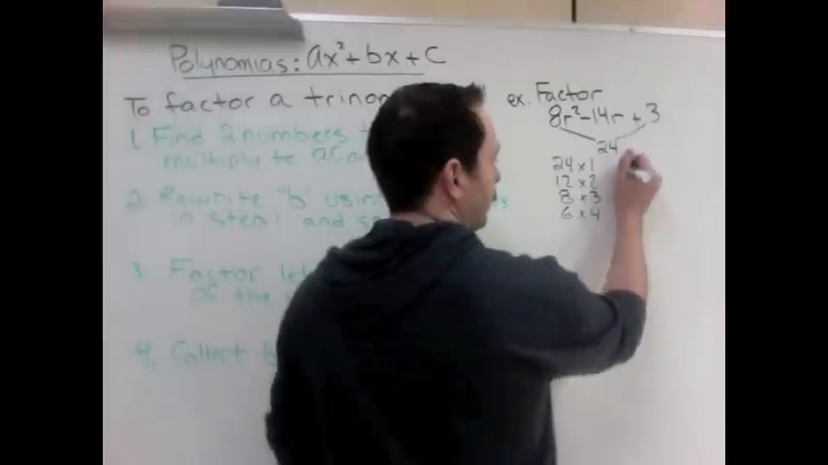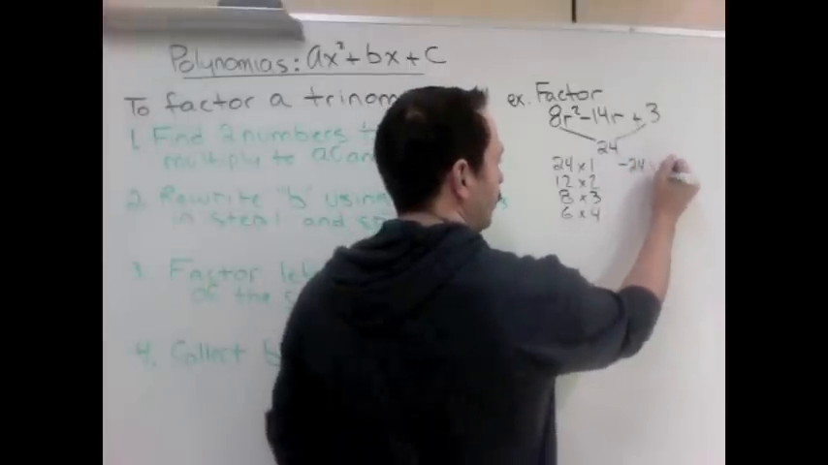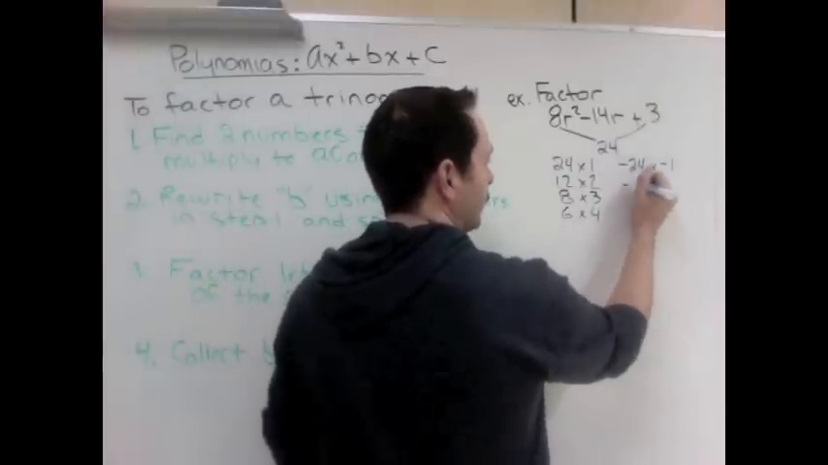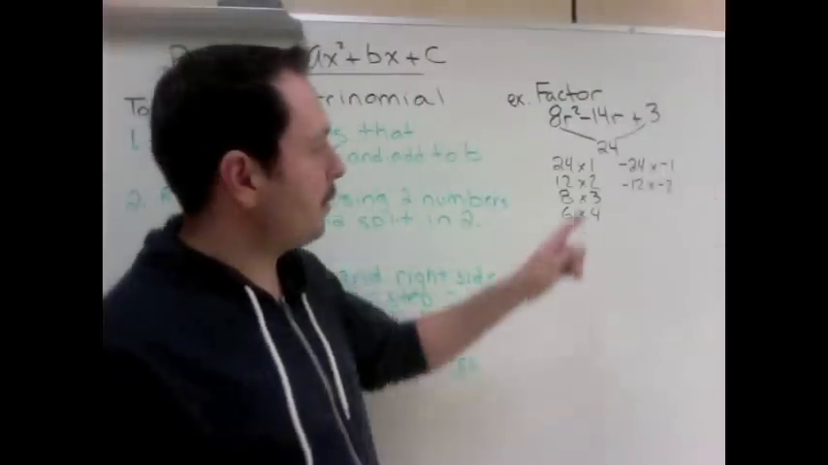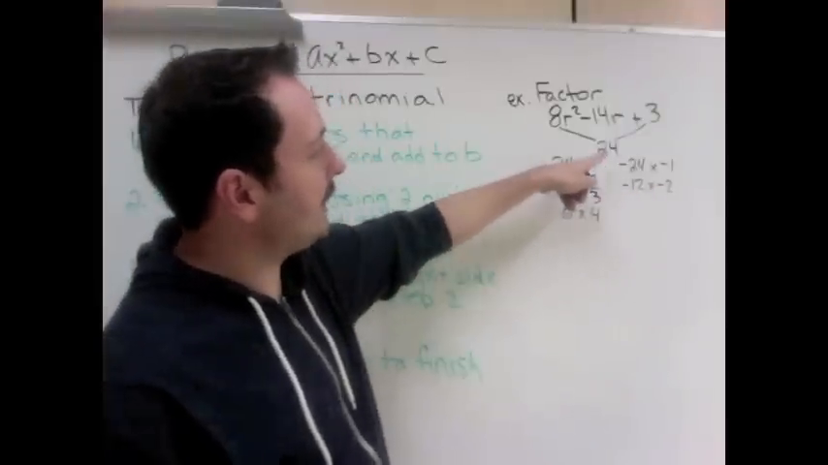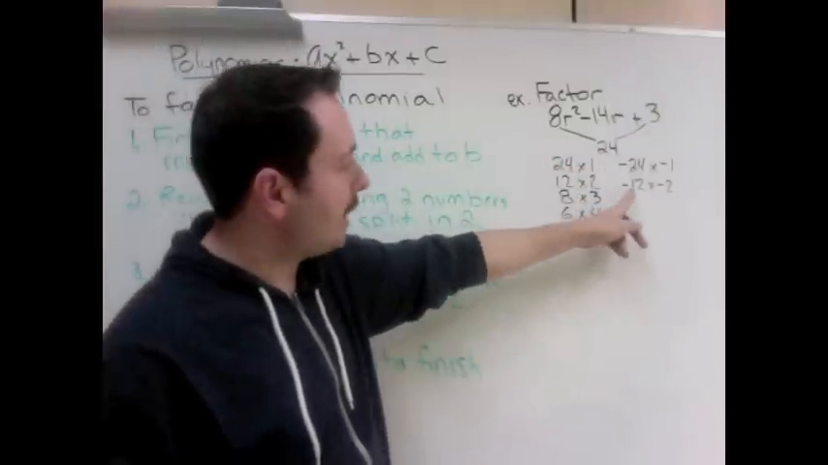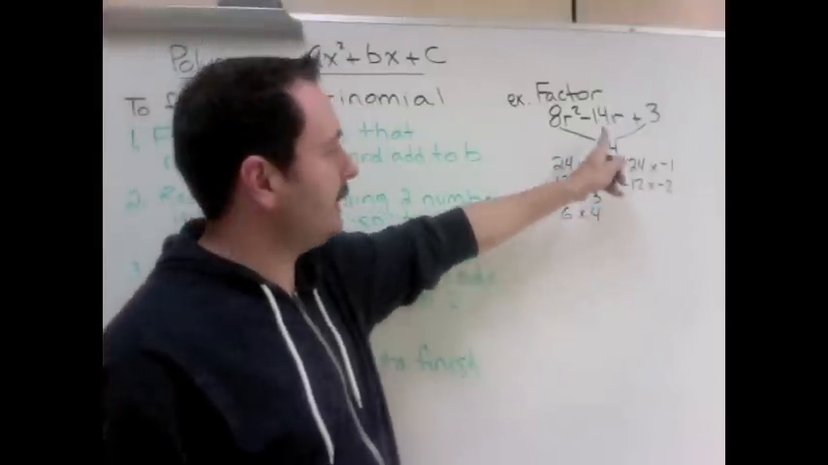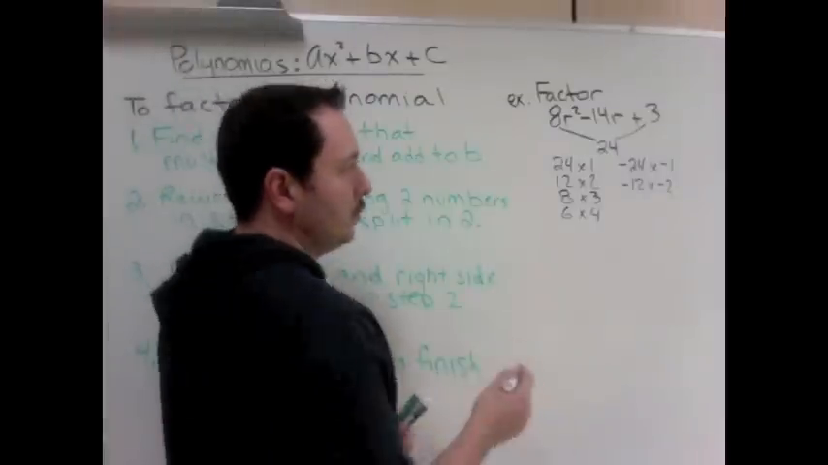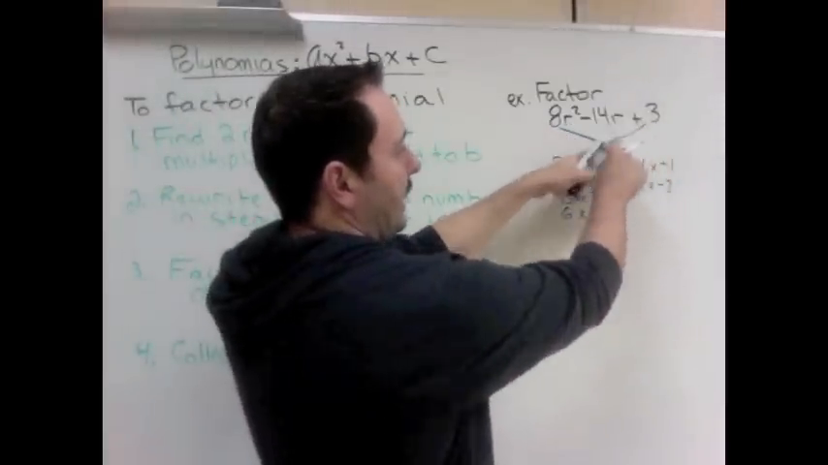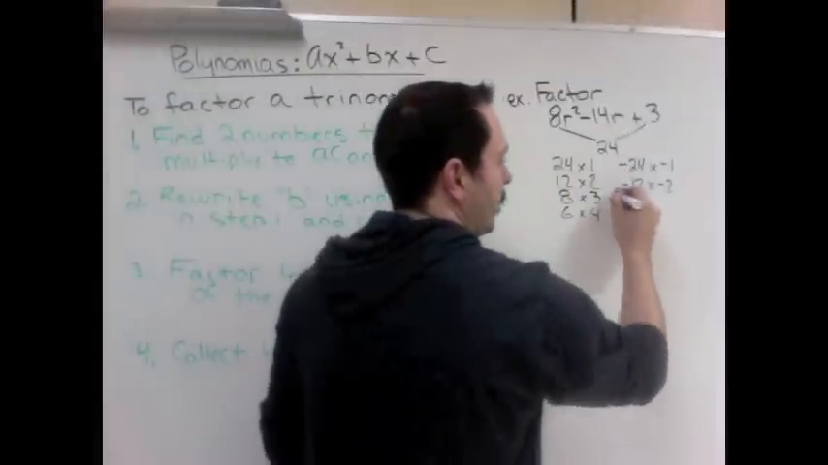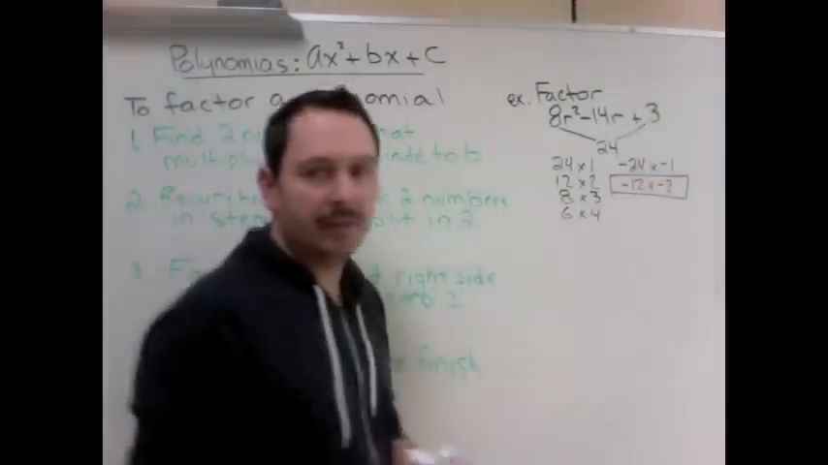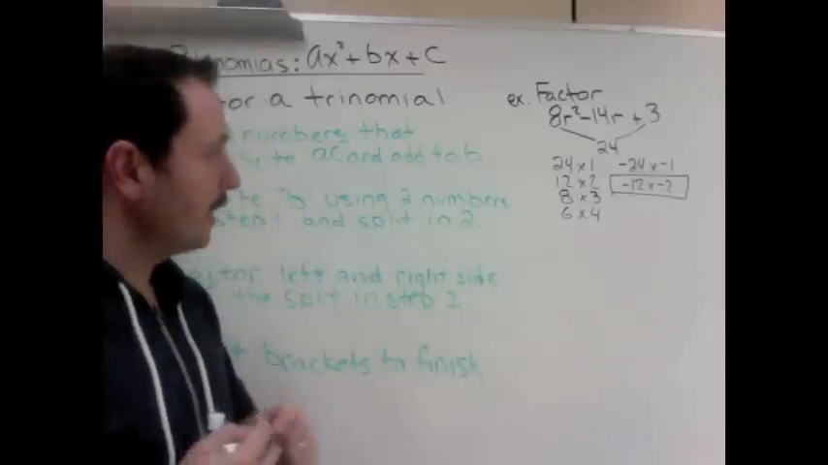And if you remember, two negatives multiplied to be a positive. So negative 12 times negative 2 is plus 24, and minus 12 minus 2 is minus 14. So the two values that multiply to AC, 24, and add to B, negative 14, are negative 12 and negative 2. So there's step 1.